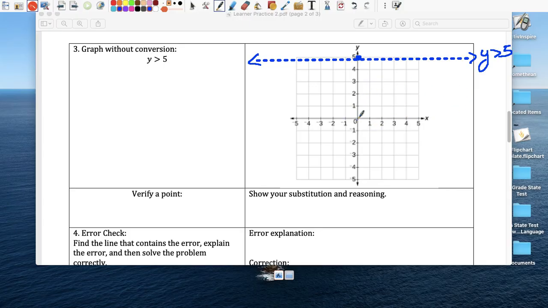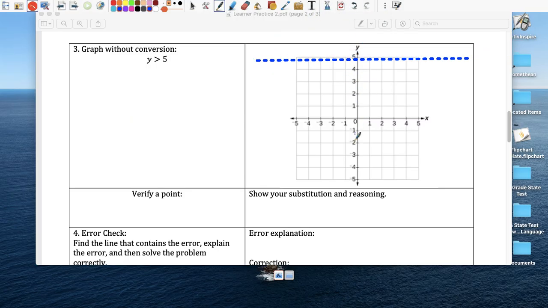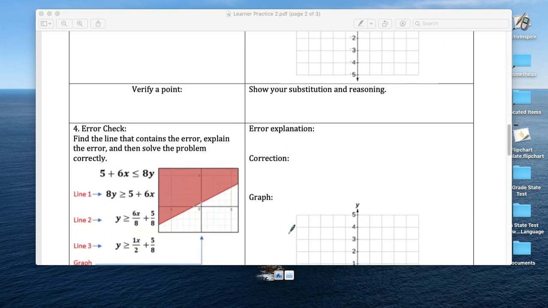So again, if you pick the point 0, 0, and you replace, in this case just y, you're going to get 0 greater than 5. 0 greater than 5? No. So that means this point here fails, so we don't want this area. That's not the area you want. Rather, we want the area on the top. Anything above that, the y value is going to be greater than 5, not including the points on the line. Okay? And you guys can do everything else.